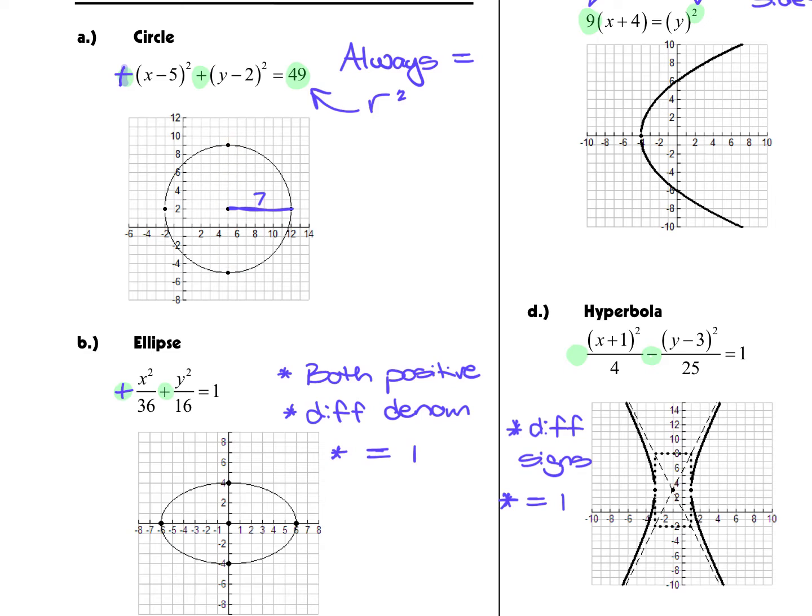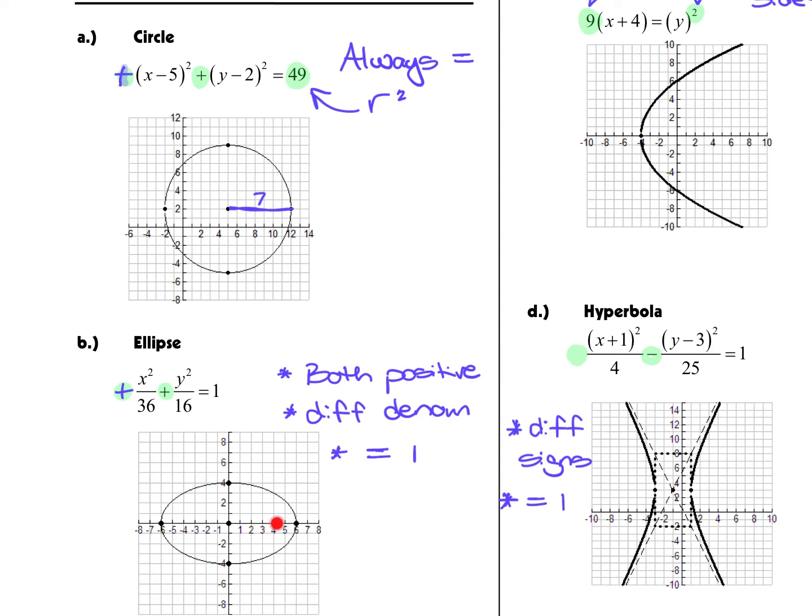An ellipse, however, because the amount that we're going to go left and right is going to differ from our up-down, we can see it here, left-right and up-down. On our circle, our left-right is the same as our up-down. On the ellipse, our left-right from the center is going to be different. So because of that, our equations are always going to equal 1, but these denominators are going to be different.